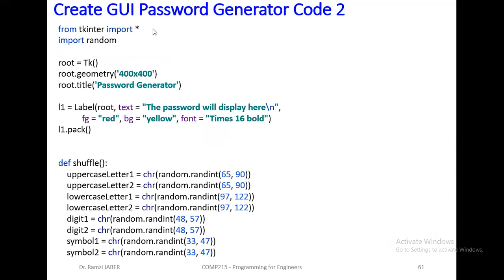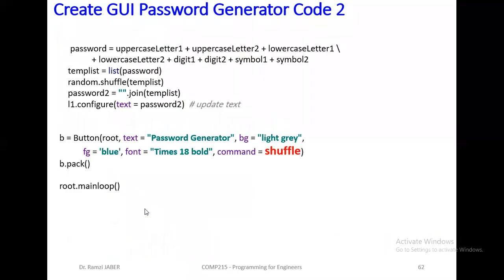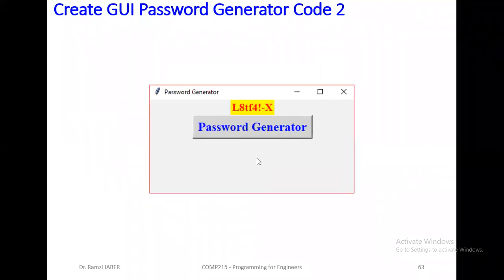Here, from Tkinter, import random, root, title, label 1, shuffle, put the function as is, button. Here we have a button. When you click on the button, you call the shuffle function. So the output will be here. Password generator. Okay. Every time you click on password generator, it will give a randomly generated 8-character password.